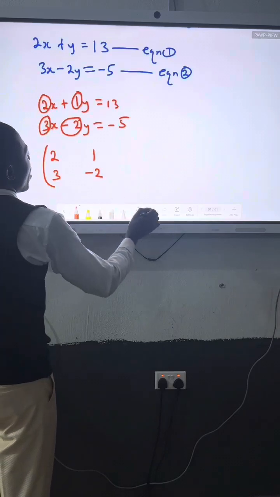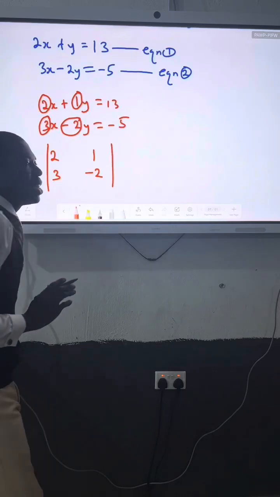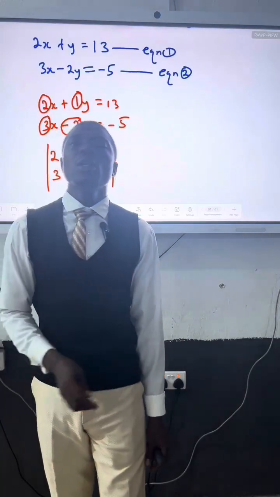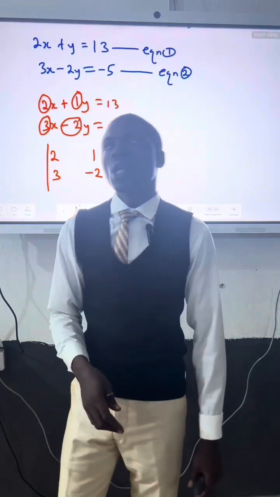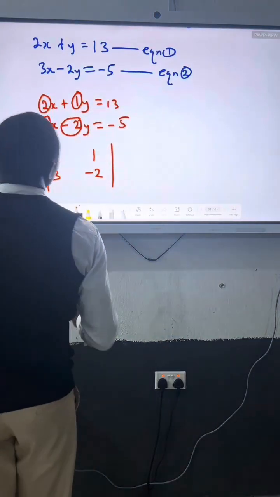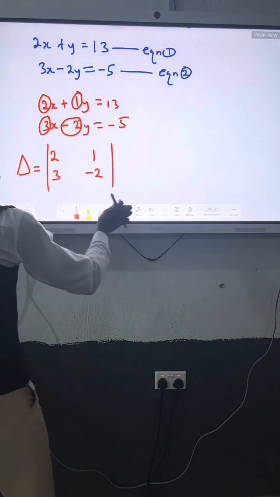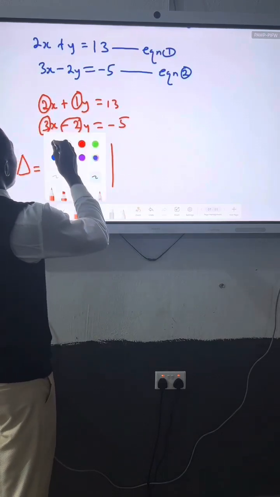So we are now going to find the determinant of this matrix, just by collecting the coefficients of x and y in equation 1 to form row 1, and the coefficients of x and y in equation 2 to form row 2. We go ahead and find the determinant of this matrix. Let's call the determinant we want to find delta.